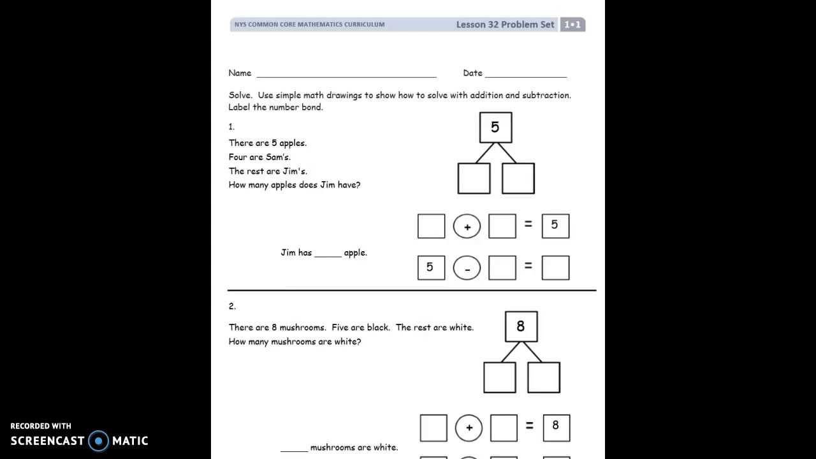Lesson 32 Problem Set. Use the simple math drawings to show how to solve with addition and subtraction.